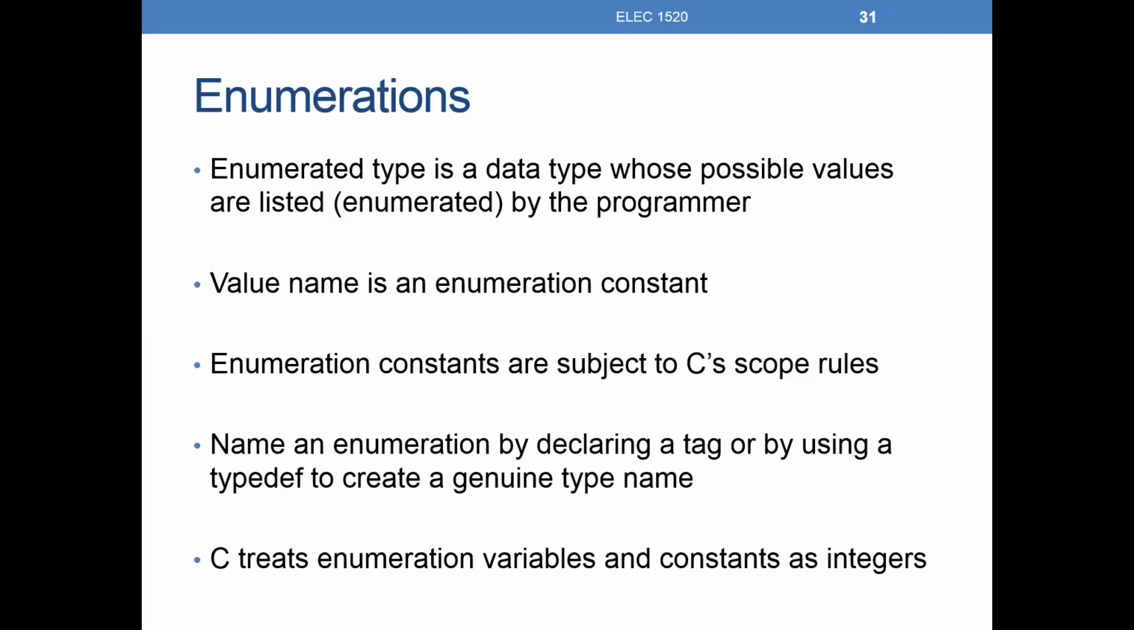The value name is actually an enumeration constant. It's going to be a constant value. They're subject to C scope rules; where we declare them determines where we can use them. We're then going to declare a tag or a typedef to create a genuine type name. And it's going to treat all of these enumeration variables and constants as integers.